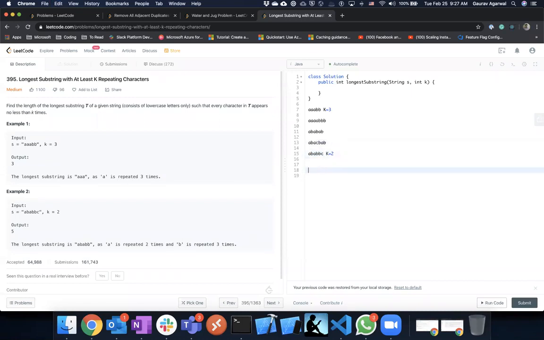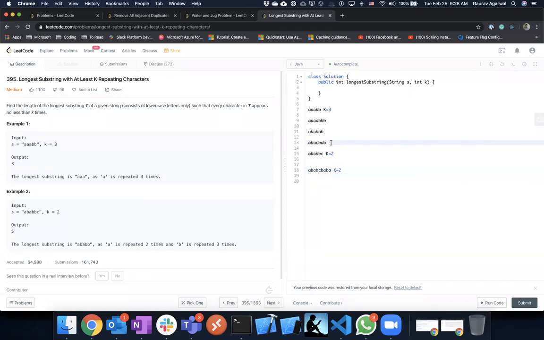So let's take this example, let me take this and k equal to 2. So what should we do here? Can you please repeat the algorithm that you mentioned about the approach?